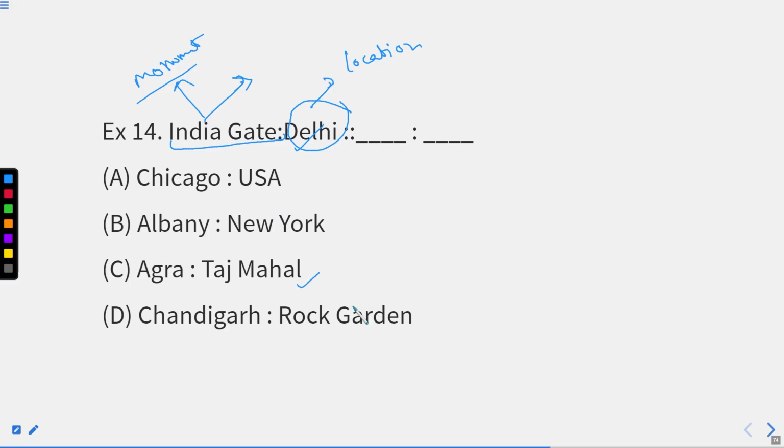Okay, Taj Mahal, that is Rock Garden, I understand. New York and USA. So what exactly do we need? Agra in Taj Mahal? No. Taj Mahal is in Agra. Chandigarh is in Rock Garden? No. Rock Garden is in Chandigarh. Similarly, Albany is in New York or Chicago is in USA. So which is going to be your answer? This is a monument kind of thing. Taj Mahal is also a monument, but their order is reversed. Same with Rock Garden, same with New York. New York is a place, and Albany is a monument kind of thing. Chicago is a place in USA. So option B should be your answer.